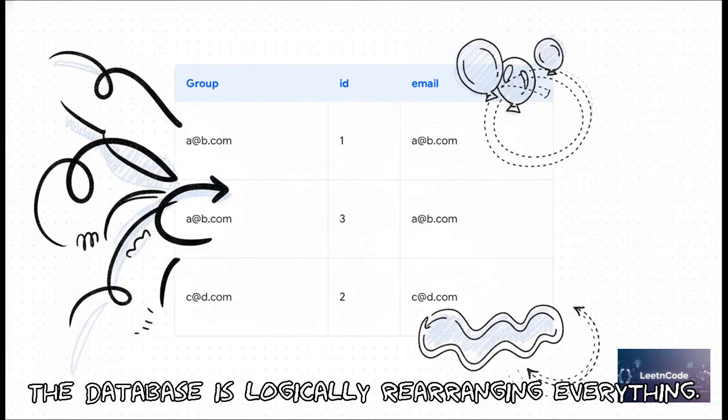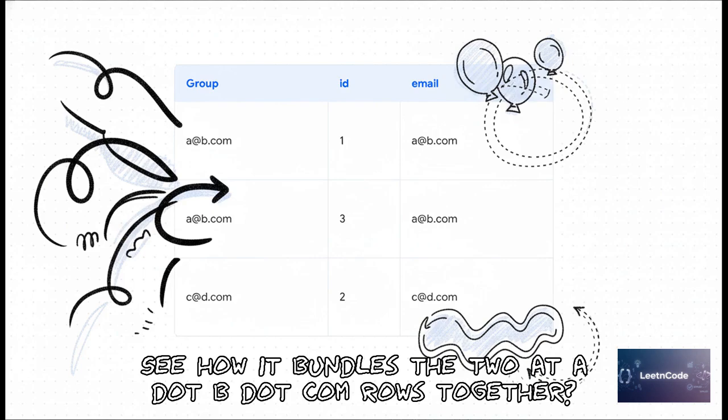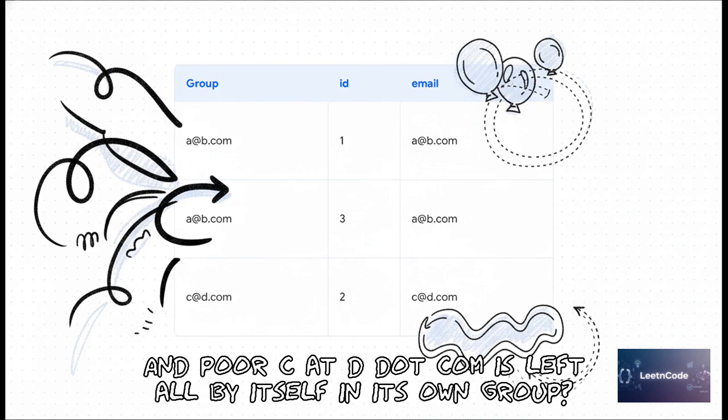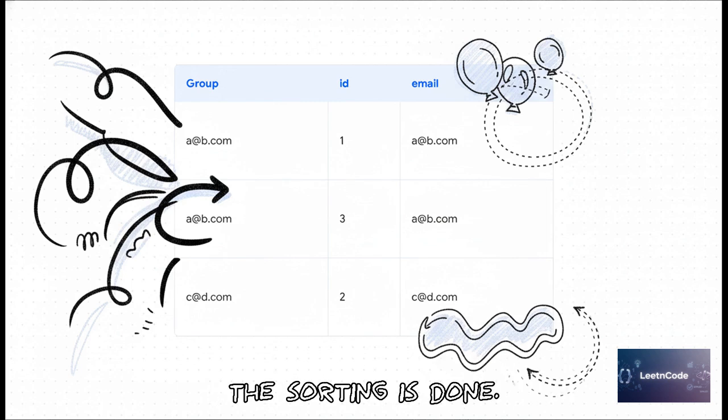And here's a little peek at what's happening behind the scenes. The database is logically rearranging everything. See how it bundles the two a@b.com rows together? And poor c@d.com is left all by itself in its own group? The sorting is done. Now for the analysis.